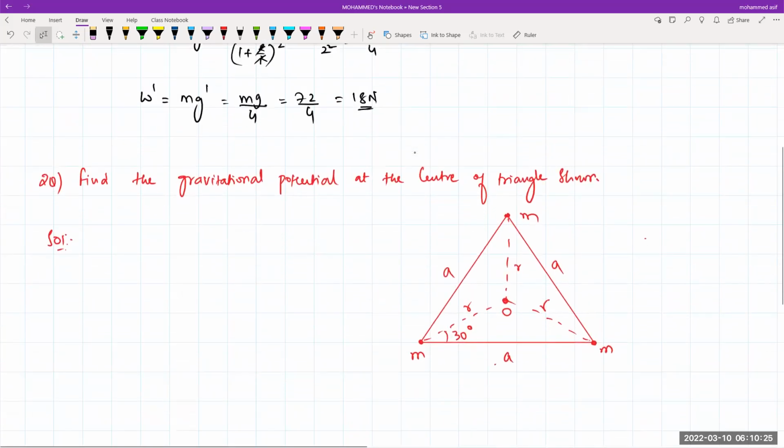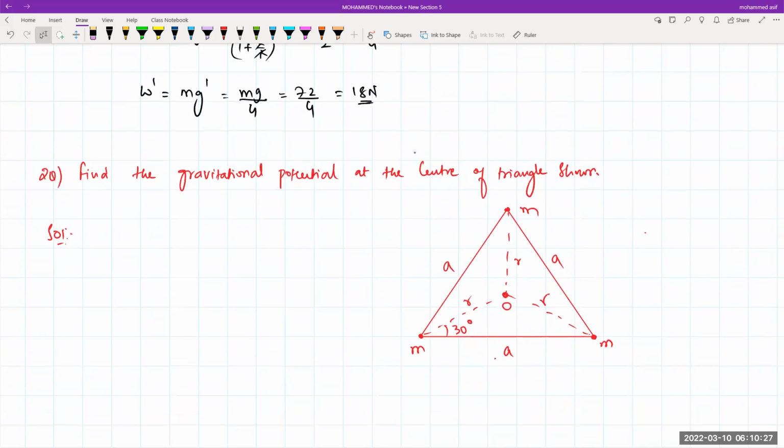At the center of the triangle, how much will it be? We can use the principle of superposition. V0 will be equal to V1 plus V2 plus V3. Because of the first particle, it is minus capital G into M divided by R, minus G M divided by R, minus G M divided by R. Three times, so 3 times minus G M divided by R.